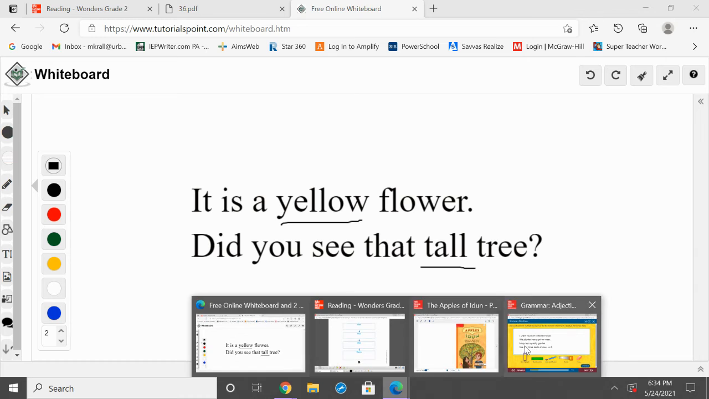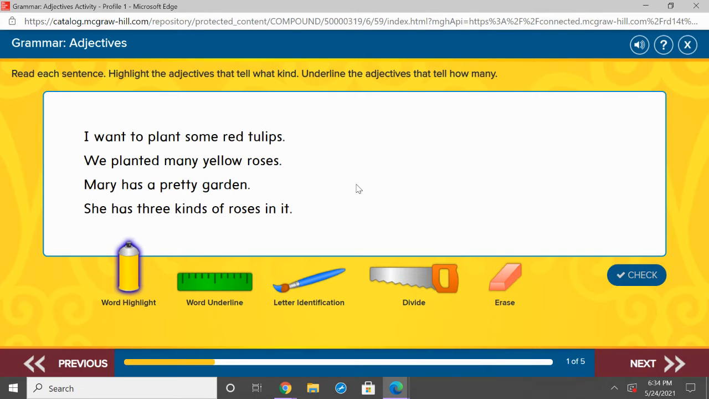So we're going to go ahead and do a little bit of practice with this. The directions at the top say, read each sentence, highlight the adjectives that tell what kind, underline the adjectives that tell how many. So we have to really watch this because we have to highlight the ones that tell what kind and underline the adjectives that tell how many.